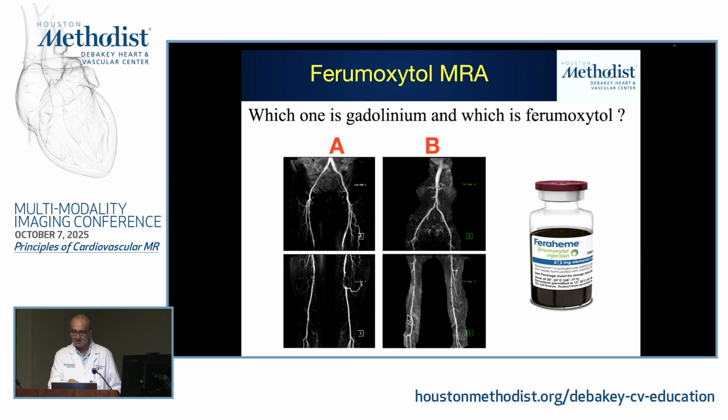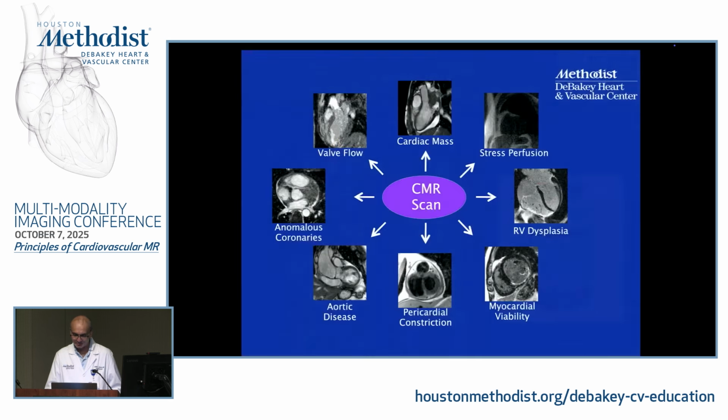But this iron agent has similar magnetic properties to gadolinium contrast. And so we can do an MRA with this iron-based agent. It doesn't have the extracellular property, so you can't do the scar imaging or the viability imaging like you can with gadolinium. But for first-pass imaging, like an MRA, this iron-based agent works very well also.